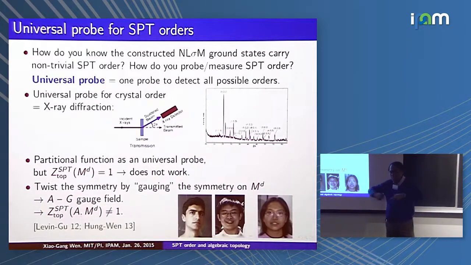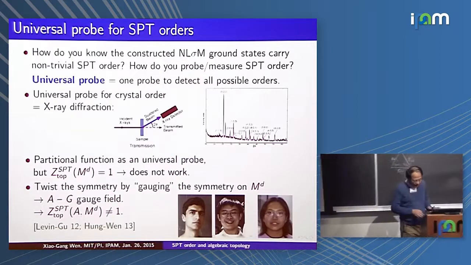You can gauge the symmetry, and give the space-time a flat connection. So this symmetry twist is described by some kind of gauge field, which usually is a flat connection for a discrete gauge group. Then you can evaluate the partition function of the gauged model, and this partition function is not equal to 1. With Janet, we try to argue that this partition function probably can detect all the SPT order. So this is basically the idea.